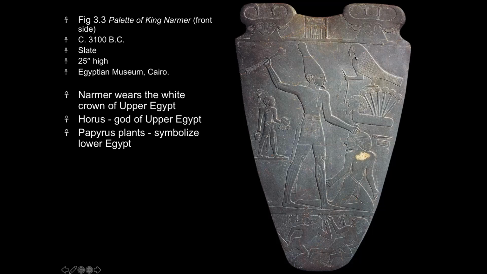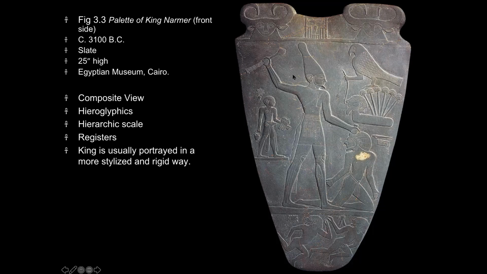Horus is the god of Upper Egypt, portrayed right here. And the papyrus plants symbolize Lower Egypt. So what you're seeing here basically is Horus, who's associated with the kings. And the early kings most likely came from Upper Egypt. And they are conquering the people of Lower Egypt and bringing Egypt together. So this is almost like a hieroglyph in a way. And it says Upper and Lower Egypt were united by the people from Upper Egypt conquering the people of Lower Egypt.